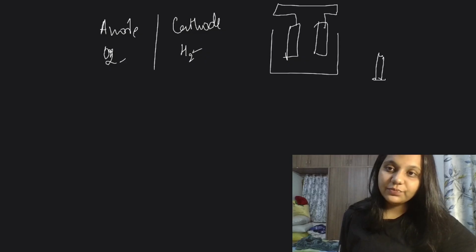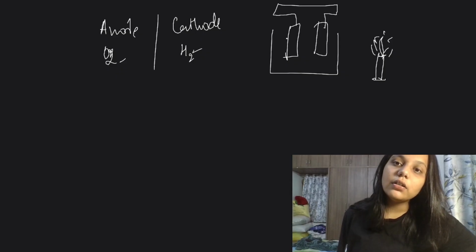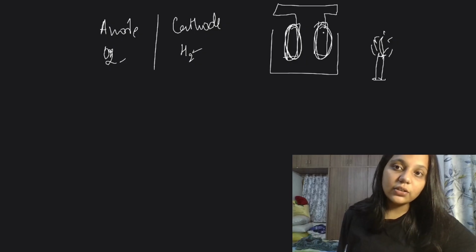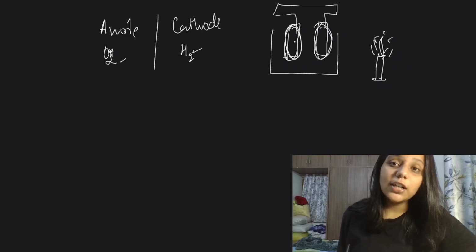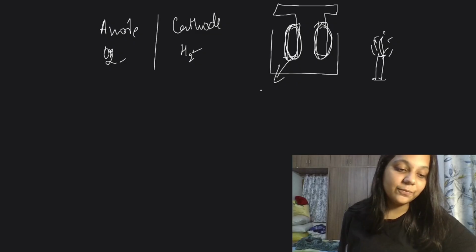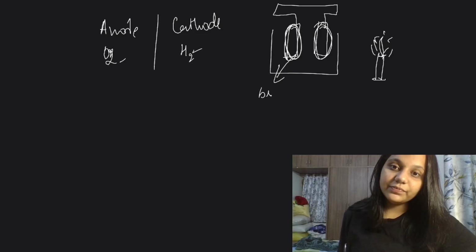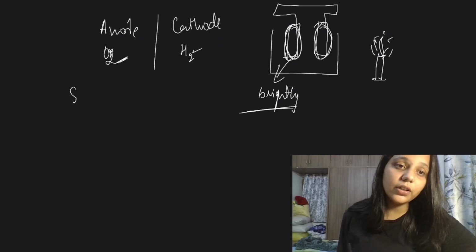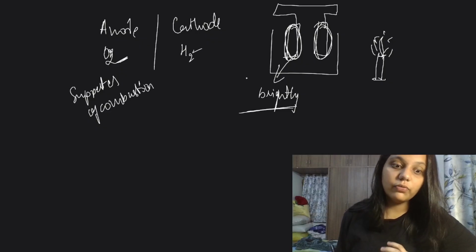You take one burning candle. When you take the candle near to the anode, the left side is anode and the right side is cathode, always. Okay. If you take the candle nearer to the anode, it burns very brightly. Do you know why? Because oxygen is the biggest supporter of combustion. So that is why it burns very brightly.